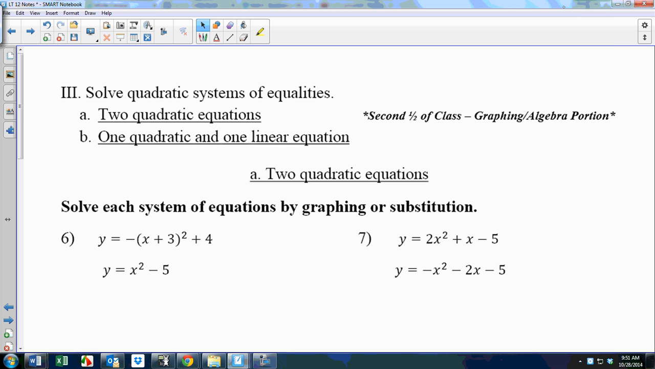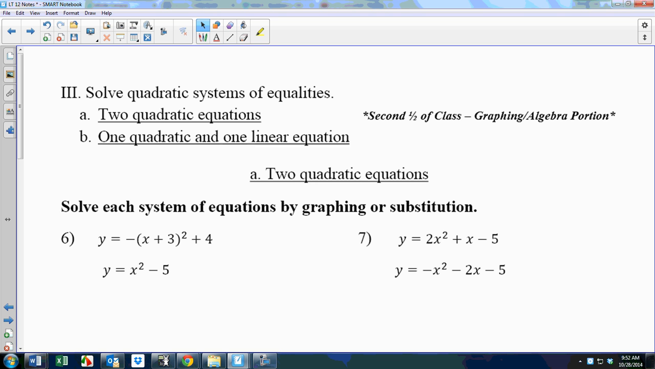Part 2 of Learning Target 12, solving equalities instead of inequalities. We're not looking at the shading and where the shadings overlap. We're just looking at where the equalities overlap, where the two parabolas overlap, or a parabola and a line overlaps. So there can be one answer, two answers, or no answers, depending on the pictures.